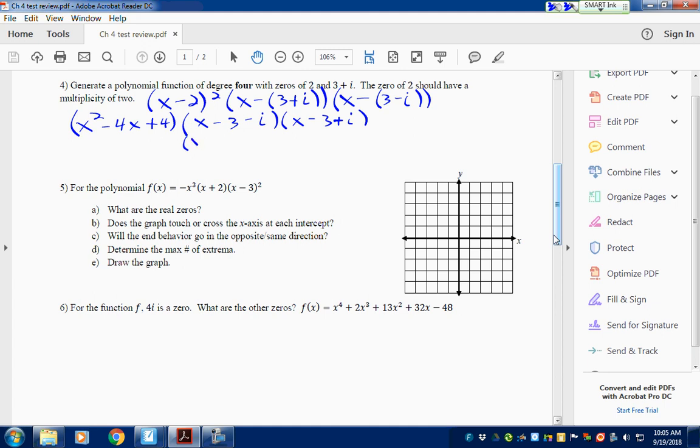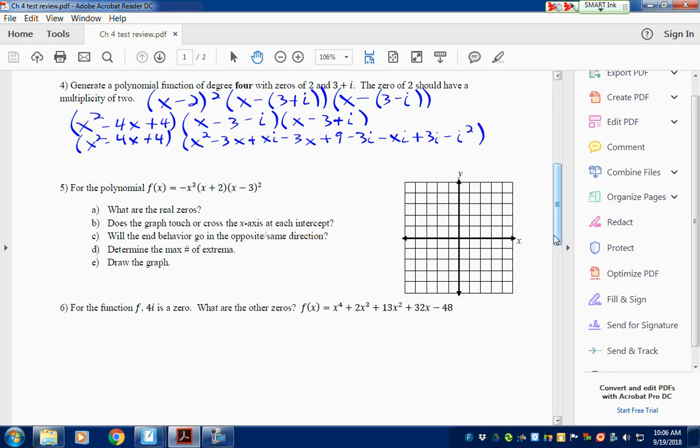X times x is x squared. X times negative 3 is minus 3x. X times i is plus xi. Negative 3 times x. Negative 3 times negative 3 is plus 9. Negative 3 times i is negative 3i. And then negative i times x is minus xi. Negative i times 3 is plus 3i. And negative i times i is negative i squared. And I still have this x squared minus 4x plus 4 here.